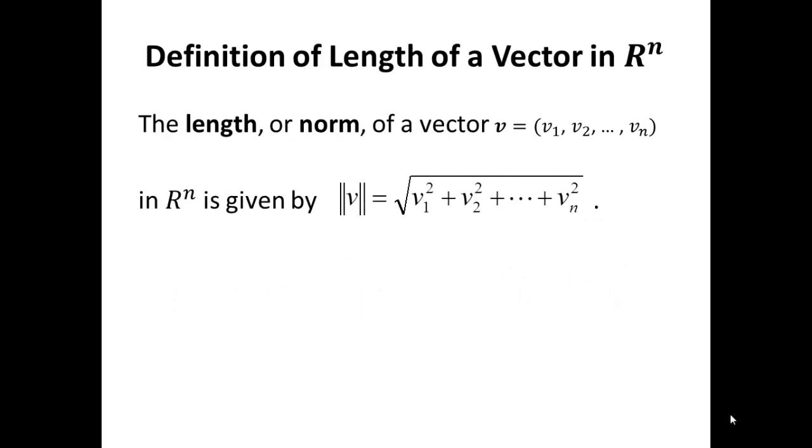Let's start with the definition of the length of a vector in Rn. Let V be the vector defined by the components v1, v2, right up to vn. Then the length of V has this following symbol and is defined as the square root of the square of the first component plus the square of the second component plus the square of the nth component. That is how we define the length or the norm of a vector in Rn.